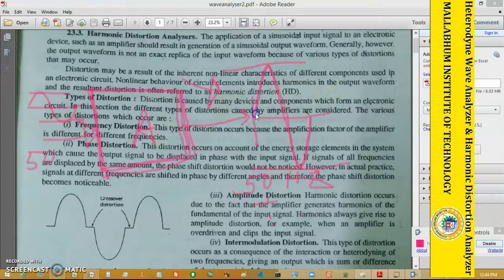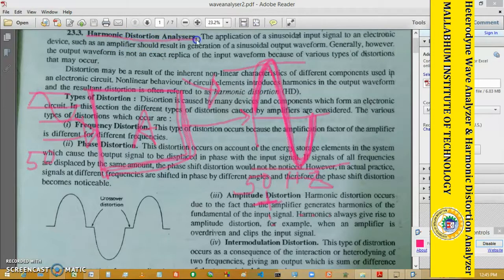But if we get the pure output like that, which is composed of only the fundamental frequency as in the input, then we don't get any type of noise at the output. So noise is generated due to harmonics, and harmonics cannot be avoided. It is inherently produced in the circuit. So that's why the analyzer comes into the picture.